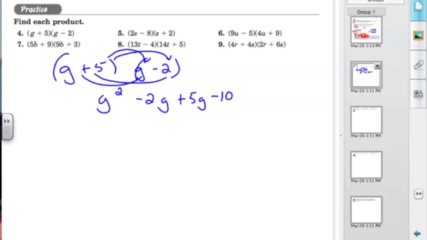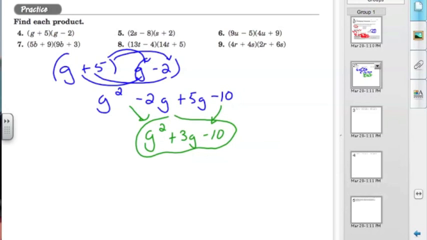Look for things that are alike, that you can combine like terms. Well, I have a g and a g, so I can combine those to get plus 3g minus 10 and g squared. Notice that the g is going down in descending order, so that's basically how you should be doing that.